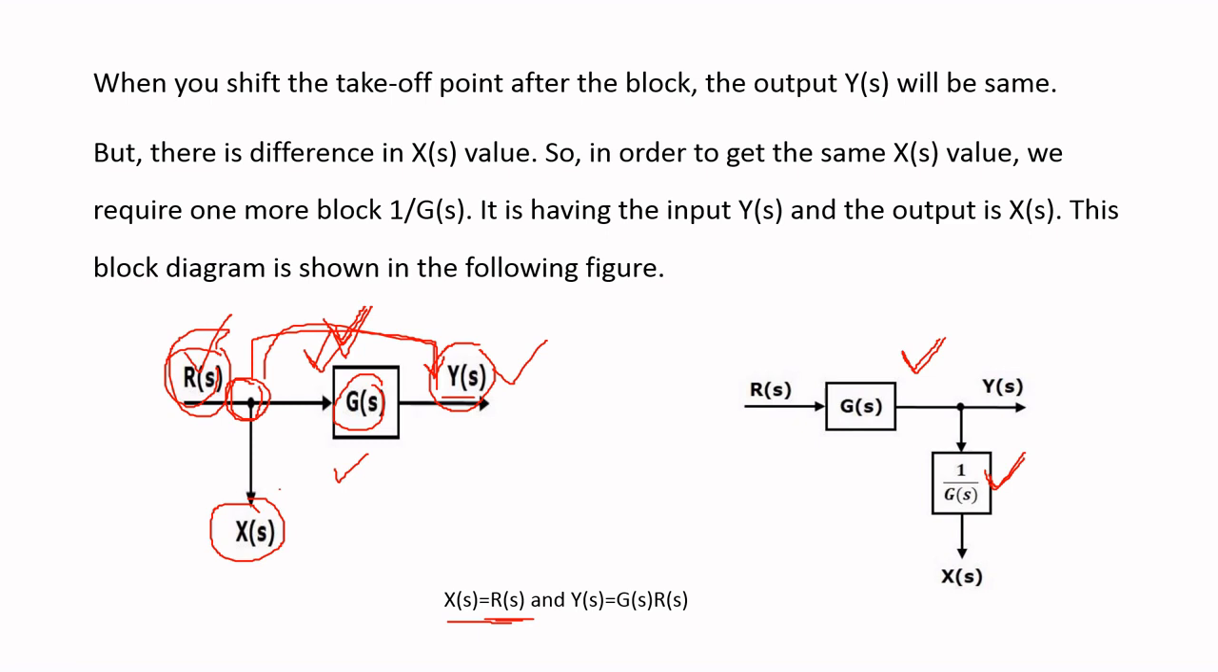In this case also we are going to get the same equations, that is y of s is equal to r of s into g of s, and x of s is equal to r of s into g of s into 1 by g of s. That time g of s and g of s get cancelled, then r of s is equal to x of s. So we are going to get these two equations same for before the block and after the block. So these two block diagrams are equivalent block diagrams.